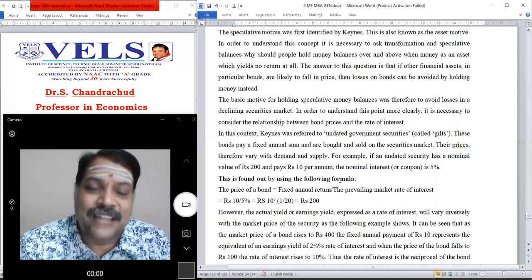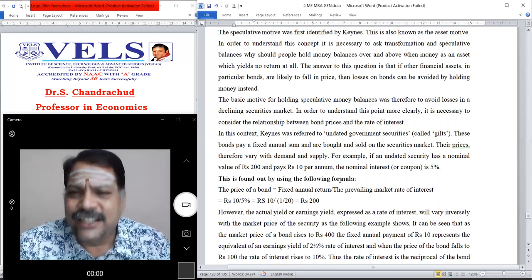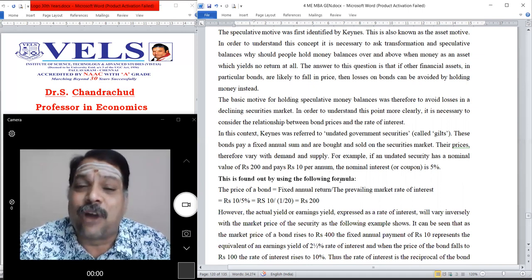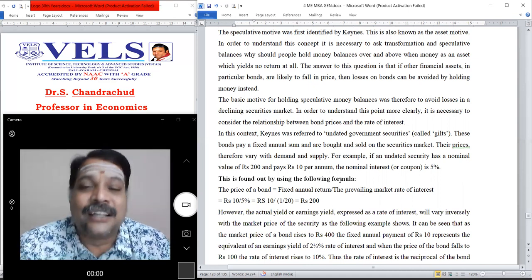In order to understand this point more clearly, it is necessary to consider the relationship between the bond prices and the rate of interest. In this particular context, Keynes was referring to undated government securities.